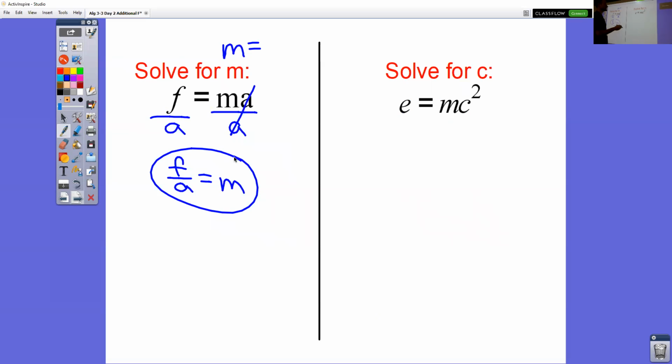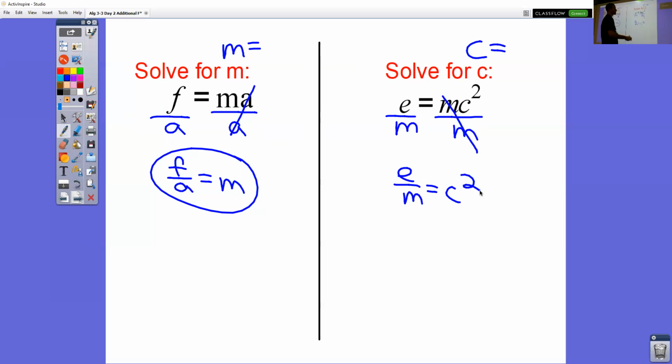E equals mc squared. We're solving for c, so we want to try and get that c all by itself. Well, you have an m times c squared. We want to get rid of that m first to try and get that c squared all by itself. So the opposite of times would be divide. So we want to divide by m and divide by m. So we have E divided by m equals c squared.